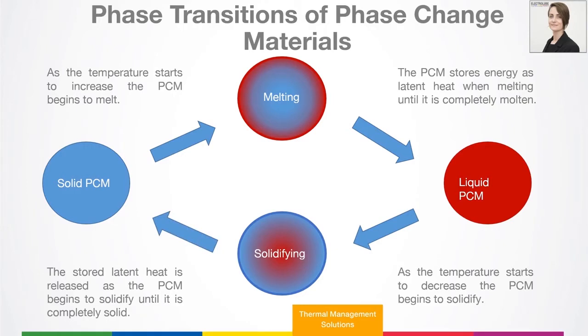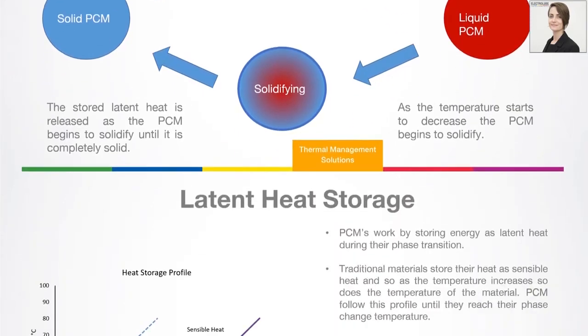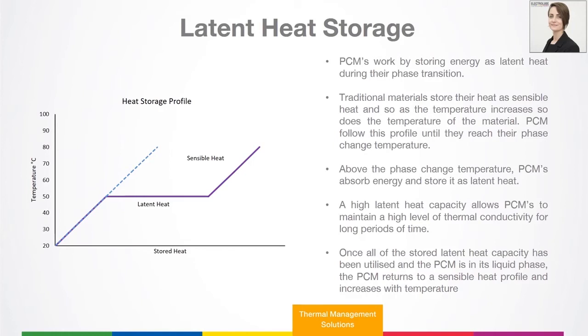And then as the temperature starts to decrease again, that phase change material will solidify. That stored latent heat is released as the phase change material solidifies until it's completely solid again. So this helps to improve the stability of the material over thermal cycling, and it also makes use of latent heat. So they work by storing energy as latent heat.